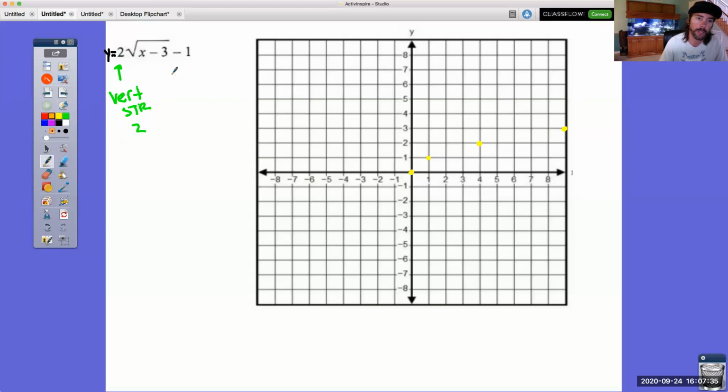A -3. Inside the square root after the x. Right 3. It's always opposite left to right. A number on the outside. Up and down. Down is negative. Down 1. Order of operations says you have to multiply before you add and subtract. So I got to do my stretches. Then I'm going to go right. Then I'm going to go down.